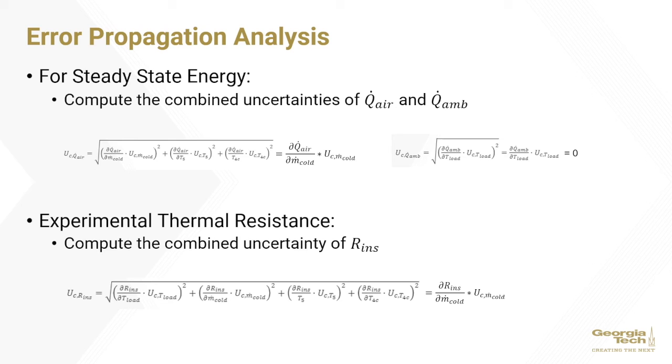So for the step of propagating error, we find the combined uncertainties of the energy transfer rate of air and the ambient energy transfer rate, which are displayed on the slide and are also simplified using our assumptions from earlier. Same goes for the experimental thermal resistance. We have to simplify that equation down in order to compute that uncertainty.